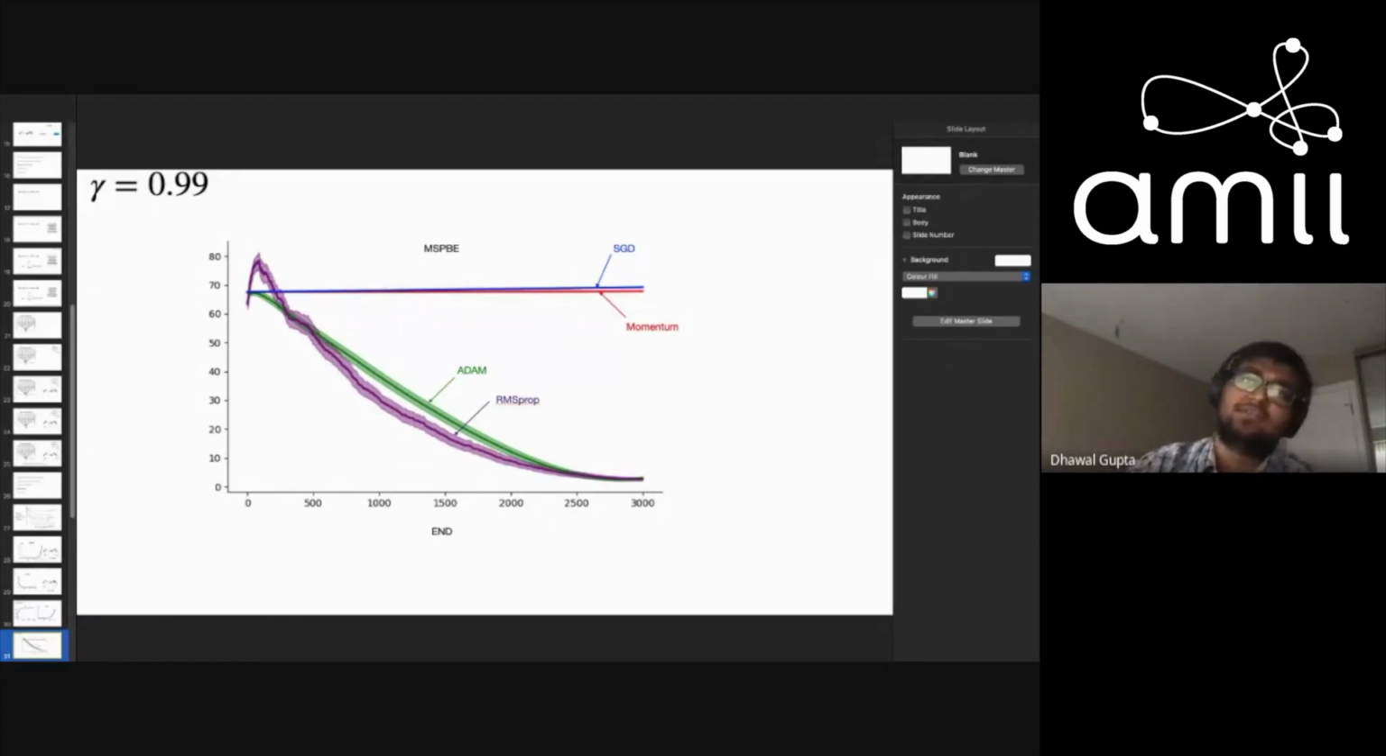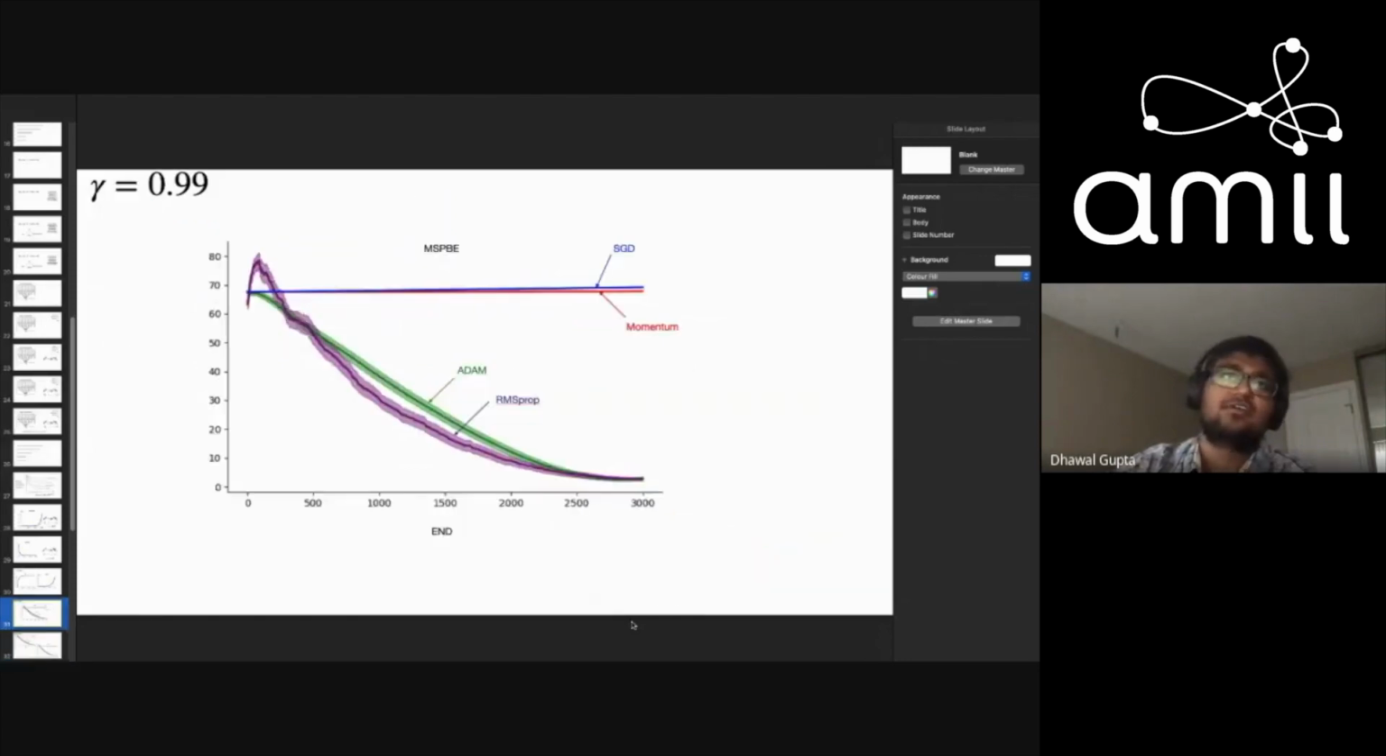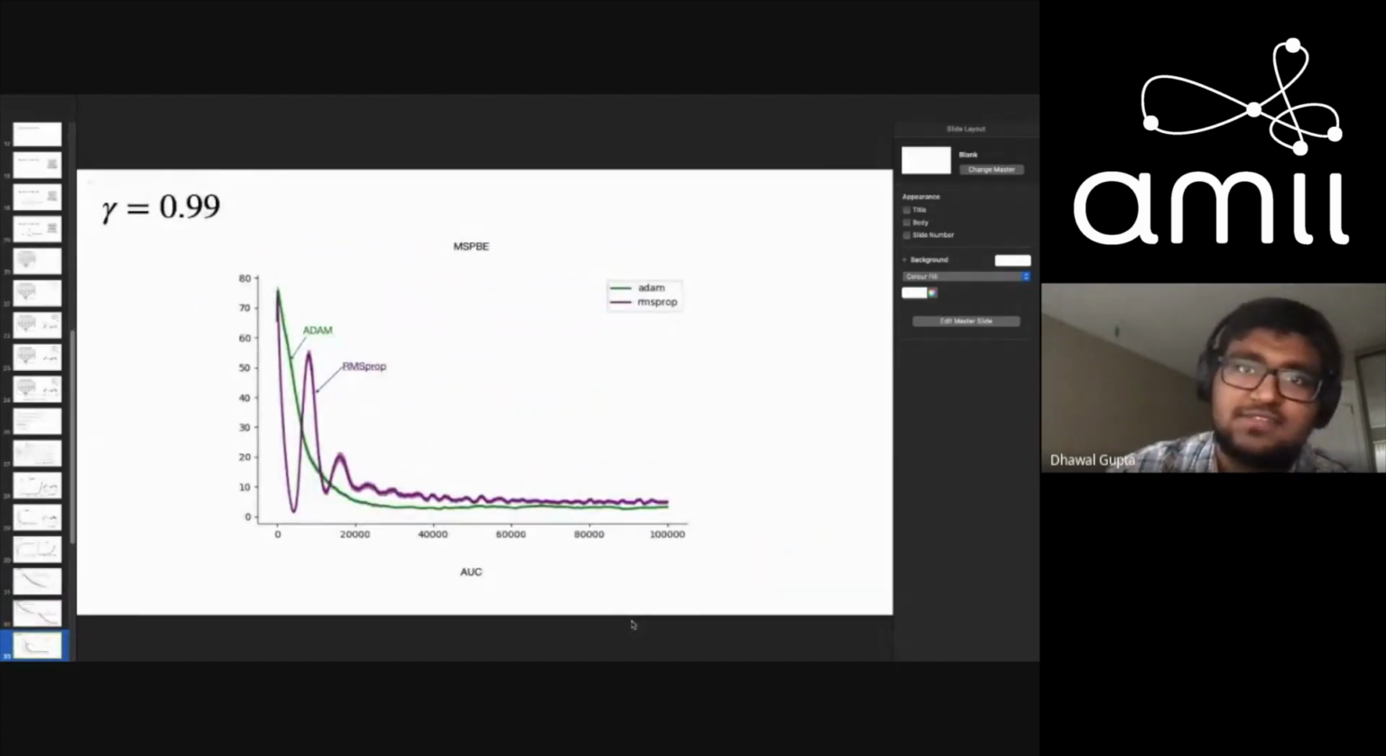And when we optimize for the area under the curve, which is the second graph, we see that the Adam solution kind of oscillates. To study this further, we run the system for a larger number of steps, and when you optimize for area under the curve, RMS prop oscillates a lot and Adam becomes more stable, which is not the case in the first thing that we saw.